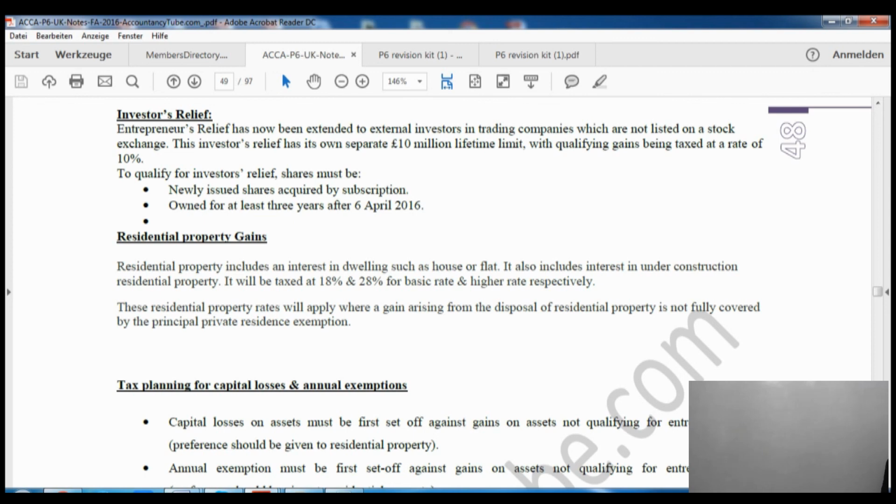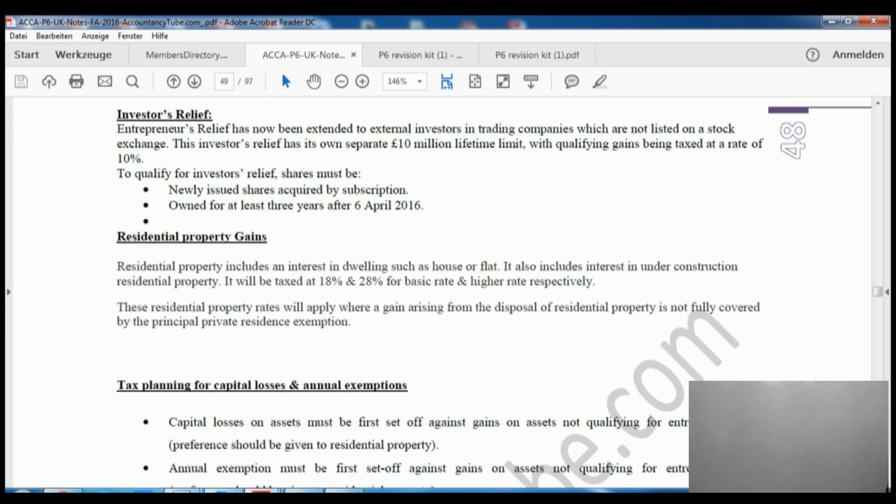And investors relief has its own separate 10 million lifetime limit. For entrepreneur relief as well, there is a limit of 10 million. So in investor relief as well, there is a separate limit of 10 million. So if an individual investor has invested money in a company which is not listed on the London Stock Exchange, you will get the investors relief. Investor relief has its own separate 10 million limit, with qualifying gains being taxed at the rate of 10%.